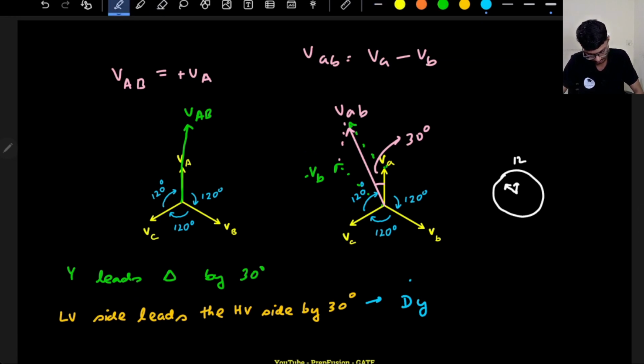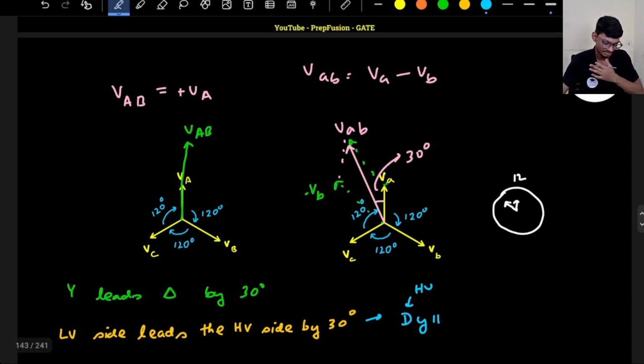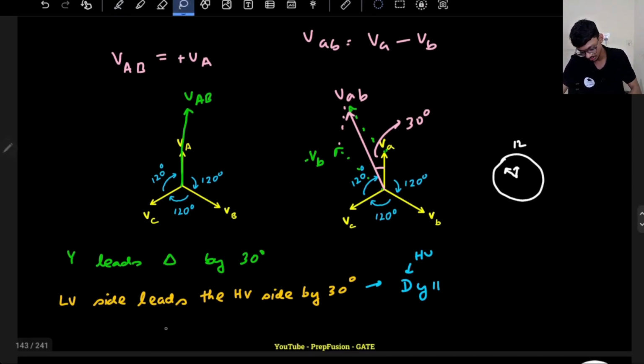And delta is the high voltage. Okay, sorry, the star leads the delta. So this will be Dy11. I have already told you why this will be Dy11, because there is a lead of the low voltage by 30 degrees. Okay, what about the turns ratio basically? What will happen to the turns ratio now? So here, what will be the turns ratio?